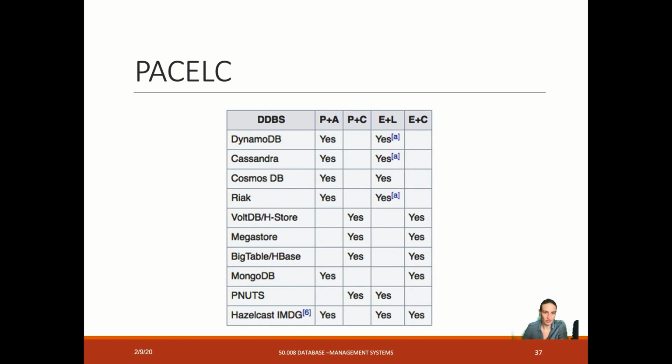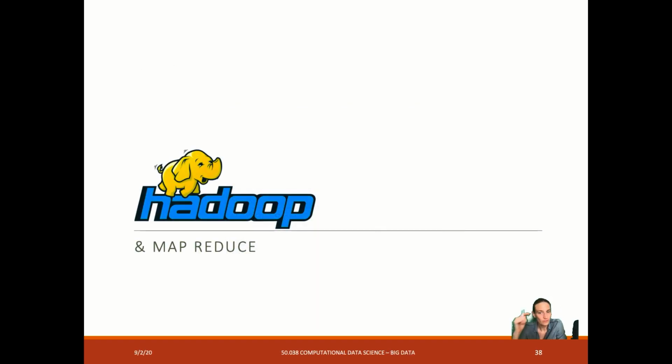Here's an overview of some of the common database management systems and how they fit into this theorem. Some interesting ones to point out. Again, Cassandra, they'll have partition tolerance and availability, and if there's no partition, they'll favor latency. Latency over consistency. MongoDB is the opposite. It has consistent data in the absence of partitions over latency. So that brings us to one particular system that I want to focus on a little bit, which is called Hadoop.